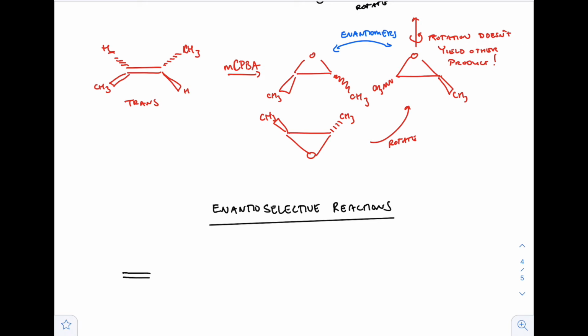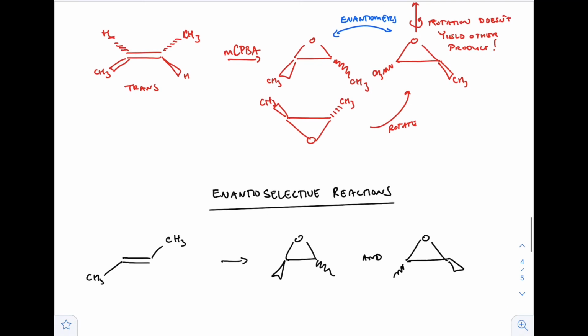So if you're making pharmaceutical drugs, then you really want to make sure that you can isolate a pure enantiomer. And the best way to do that, and especially the best way to get your money's worth, is to make a single enantiomer. And that's really what enantioselective reactions are all about.